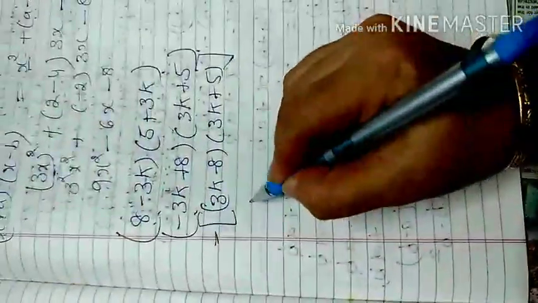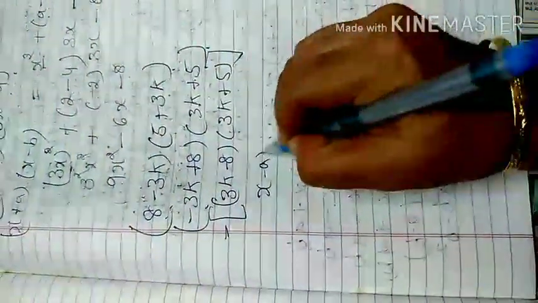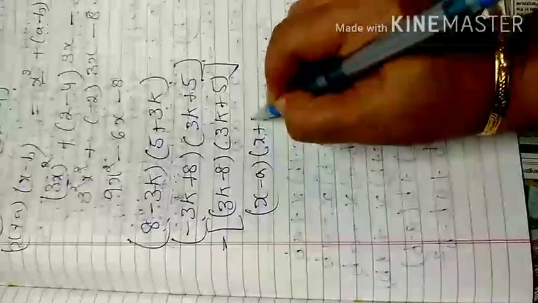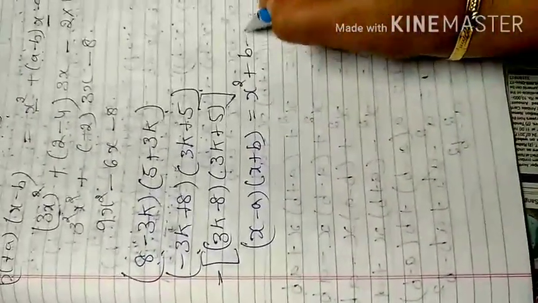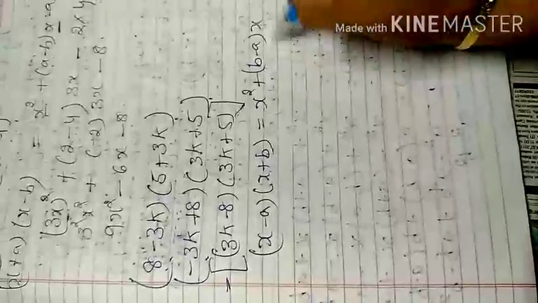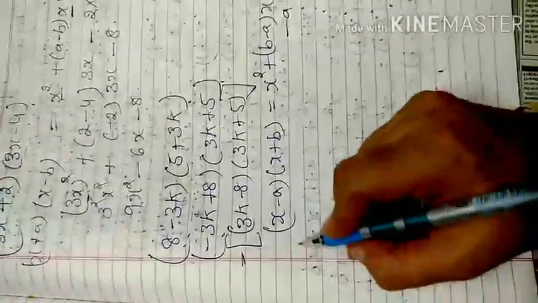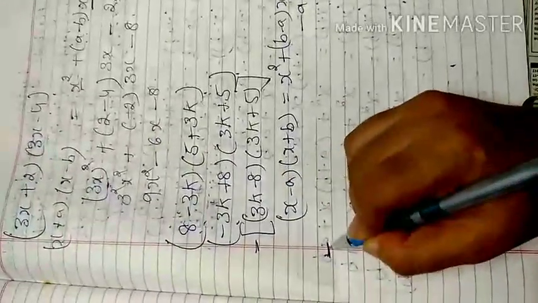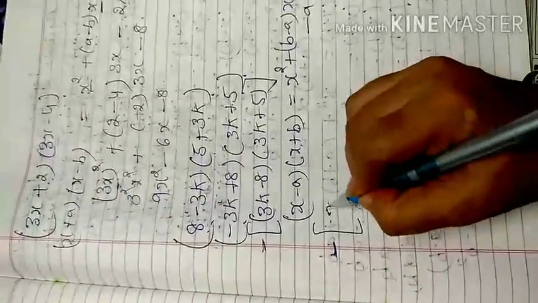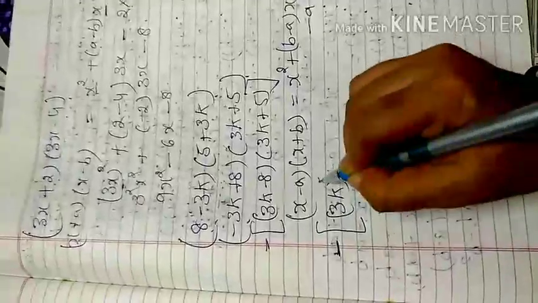Now I apply the formula. What is my formula of this? Like (x - a) and (x + b). What is the formula? x square plus (b - a) x minus ab. So that was my formula. I apply the formula here directly. In place of x there is 3k, so keeping the negative sign outside, that is (3k) whole square.